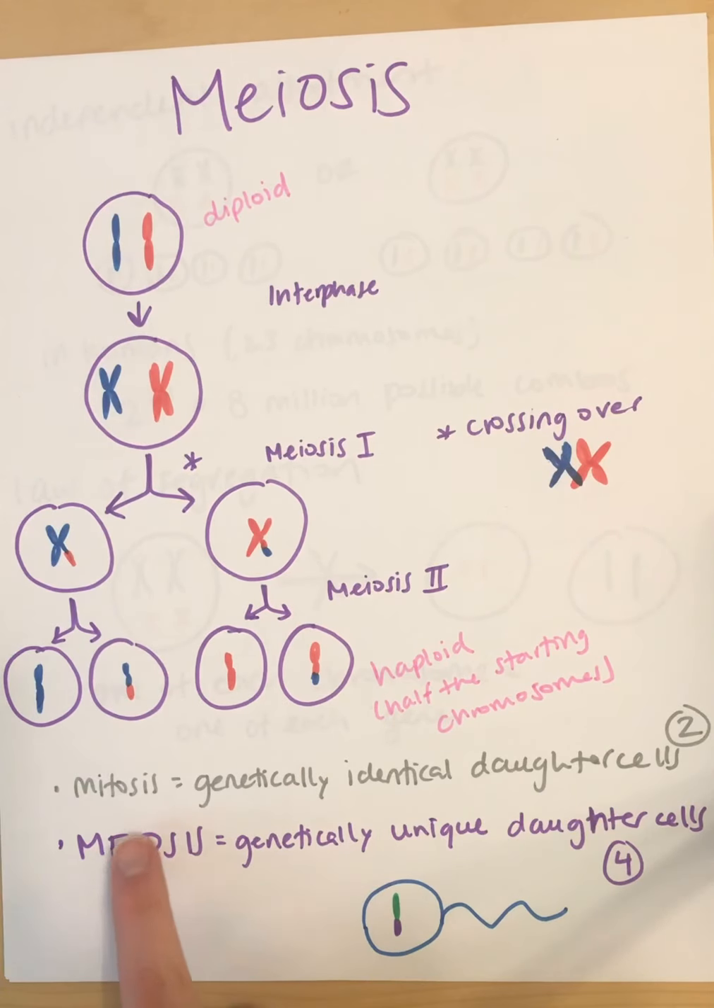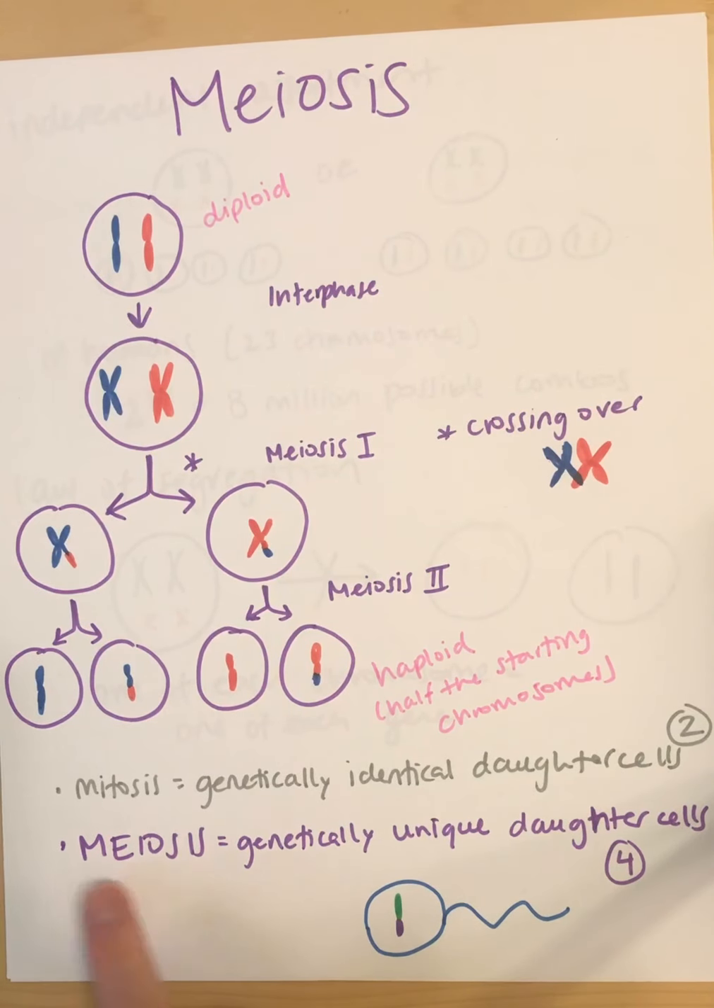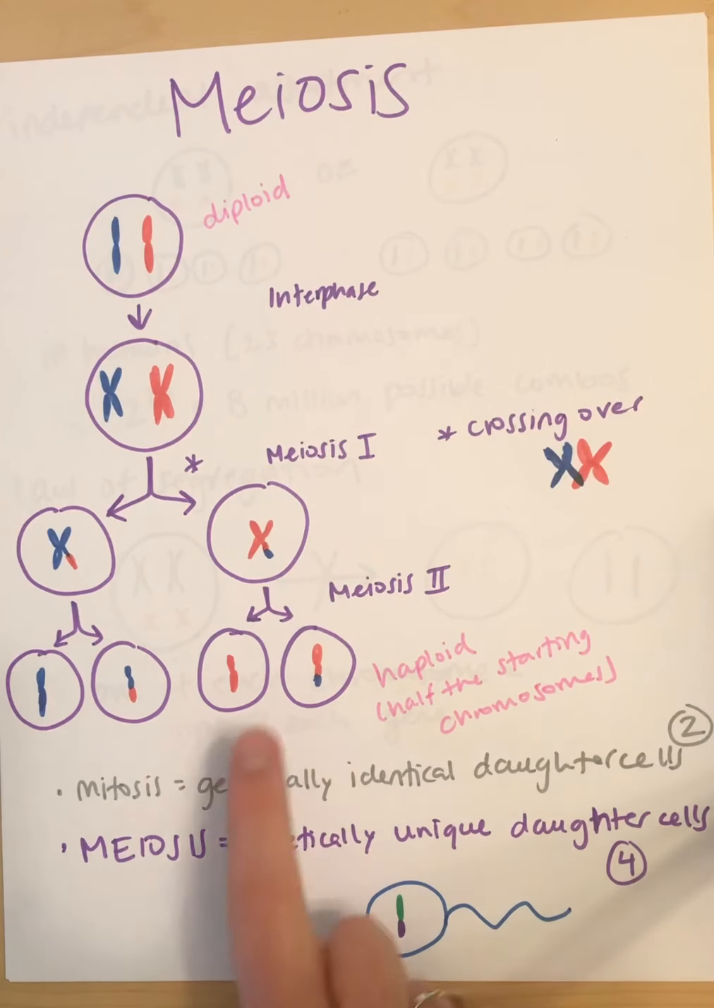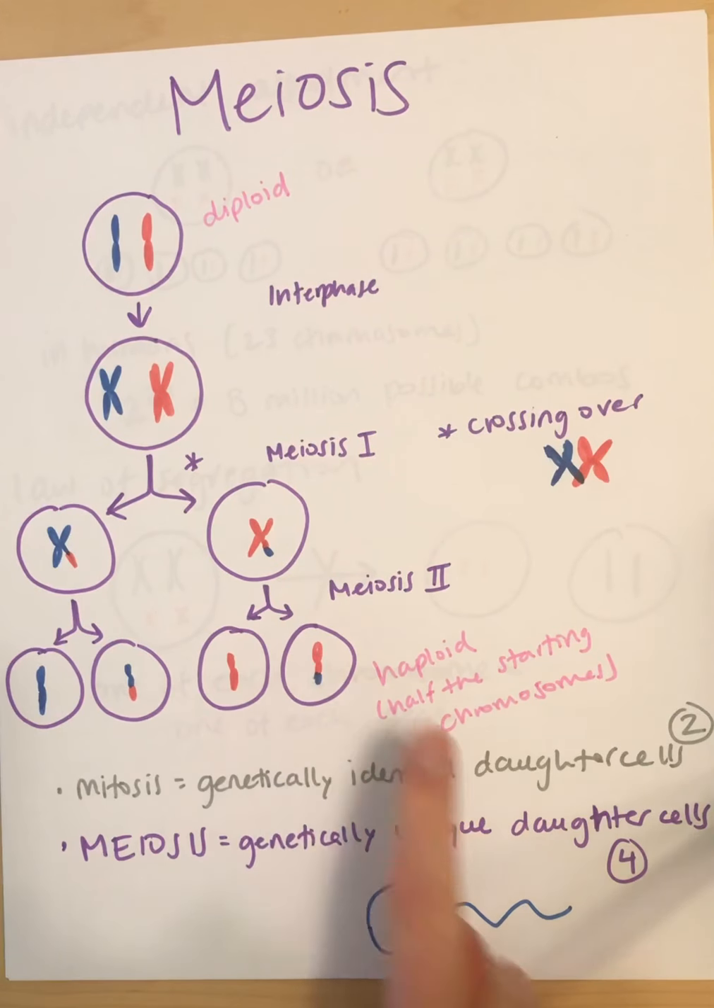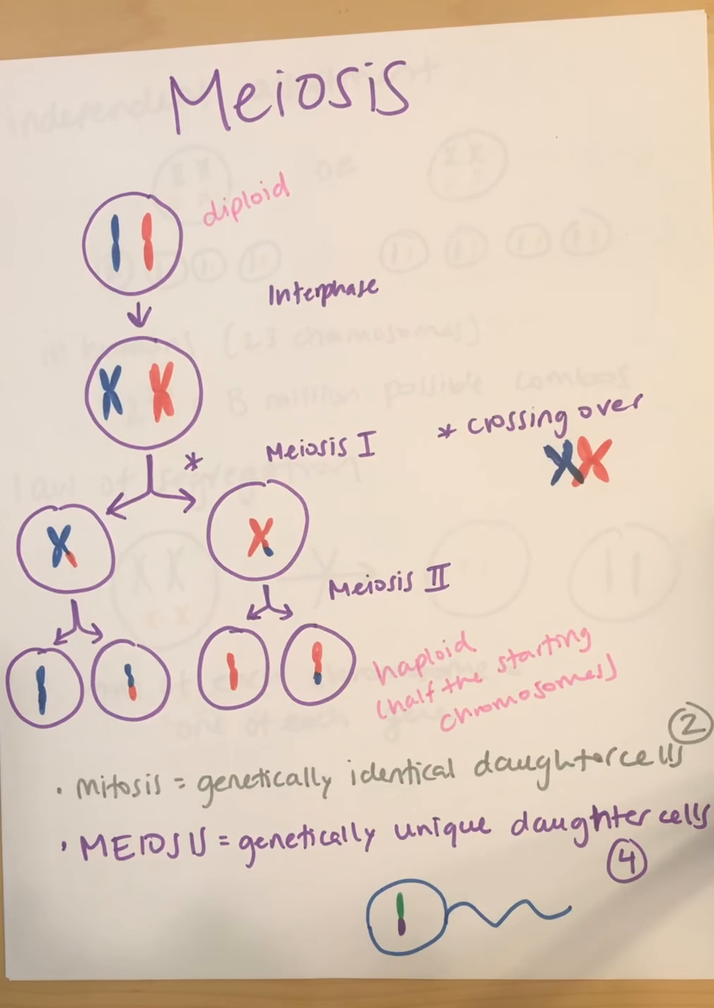So as a reminder, in mitosis, we end up with genetically identical daughter cells. We end up with 2 of them, but in meiosis, we end up with genetically unique daughter cells, and we end up with 4 of them. The goal of meiosis is to produce gametes, so either egg cells or sperm cells, and then we learned in class that those egg cells and sperm cells come together to form a zygote, and that's what fertilization is.